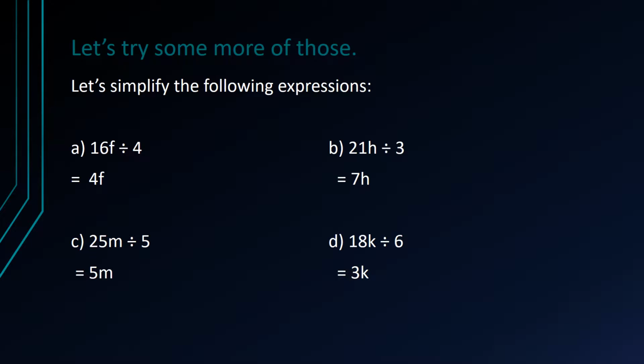Now let's try some more of those. Let's simplify the following expressions. So the first one, 16f divided by 4 gives us 4f. 21h divided by 3 gives us 7h. 25m divided by 5 gives us 5m. And 18k divided by 6 gives us 3k.